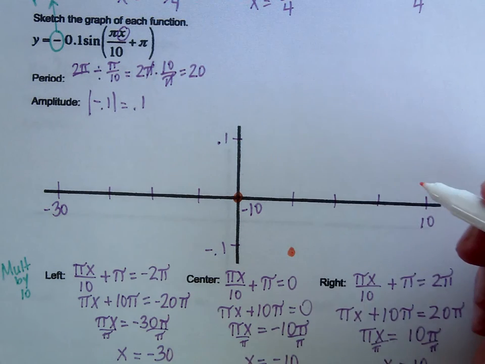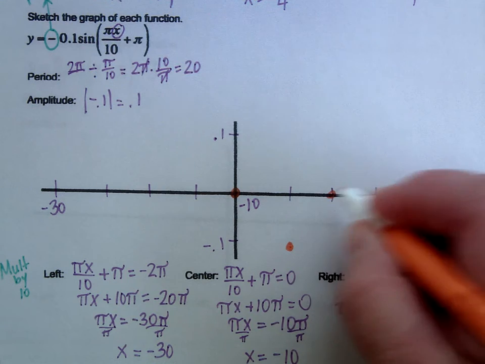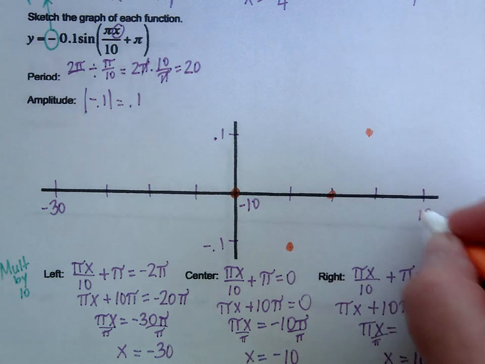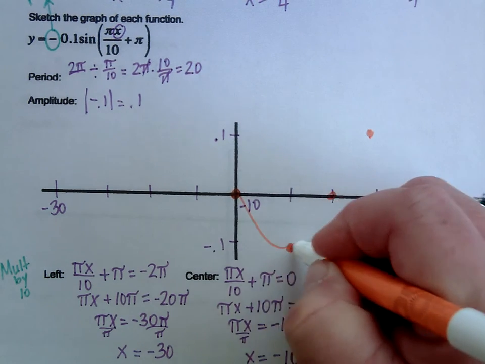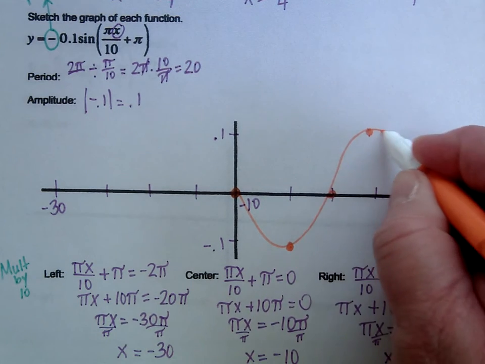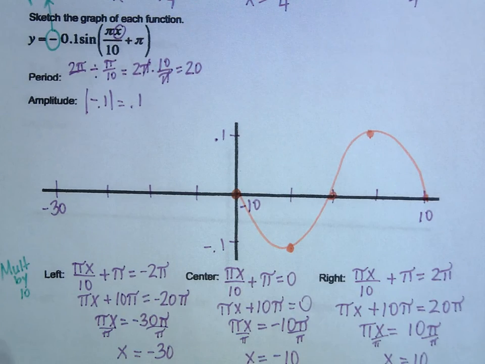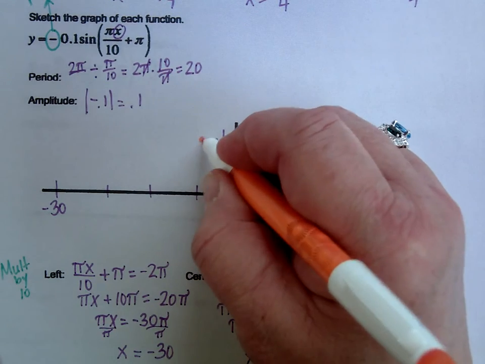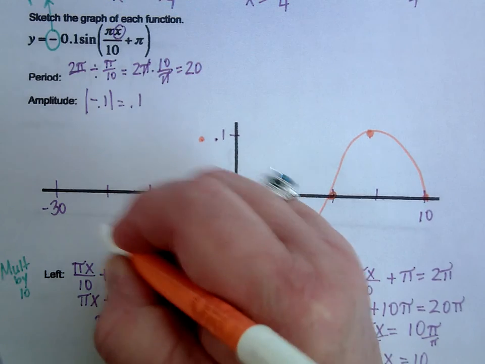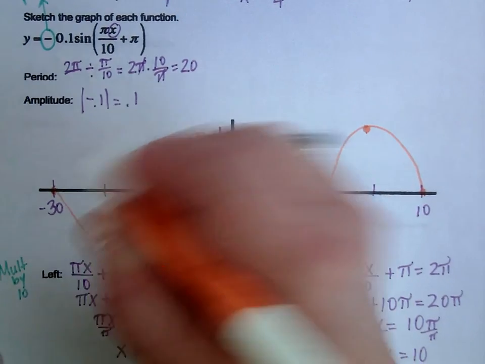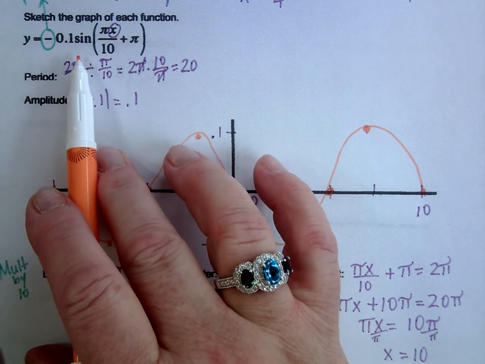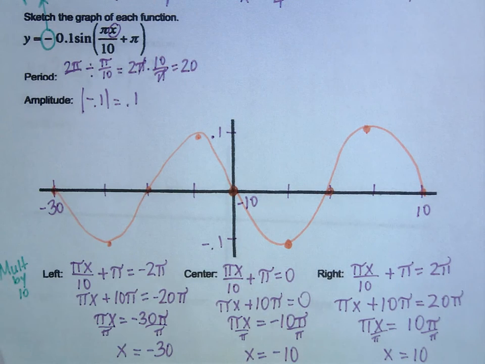It's a flip. Then it goes back to the axis, and then to the top point, and then back to the axis. So this one is a flipped. Instead of it having a hill first, it's going to have a valley first. And then I'm going to continue the wave going the other way. And that, my friends, is your flipped graph for 0.1 sine of pi x over 10 plus pi. All right, here comes the next one.